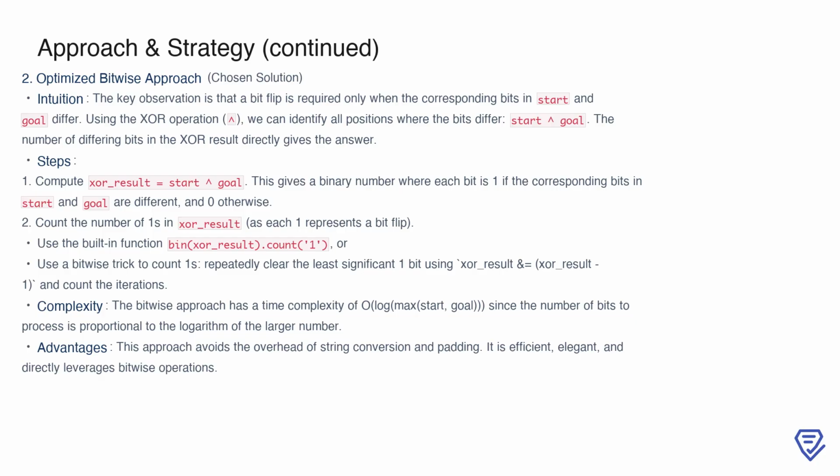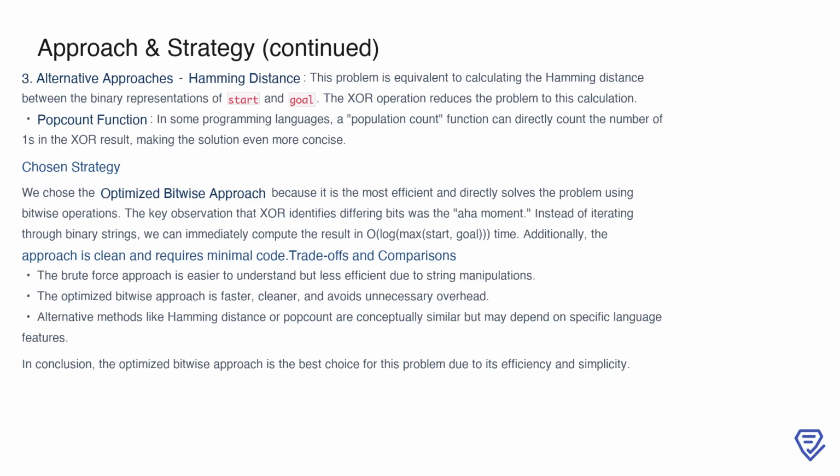Another way to view this problem is through the concept of Hamming distance, which measures the number of differing bits between two binary representations. The XOR operation essentially reduces the problem to calculating this distance. Additionally, some programming languages offer a population count function, or popcount, which can directly count the number of ones in the XOR result, making the implementation even more concise.